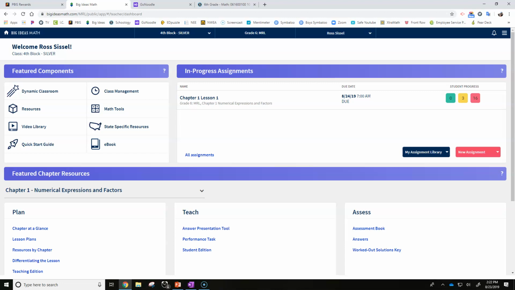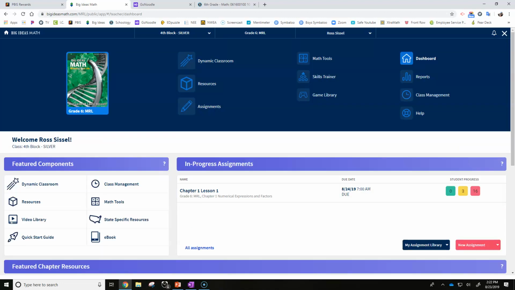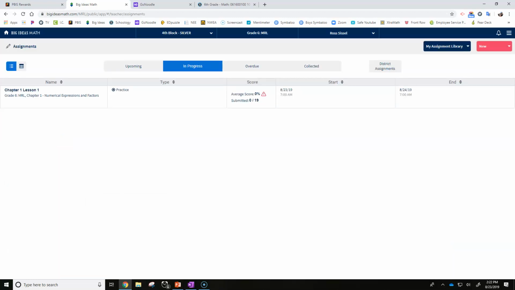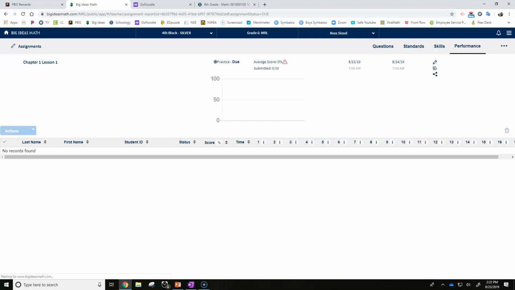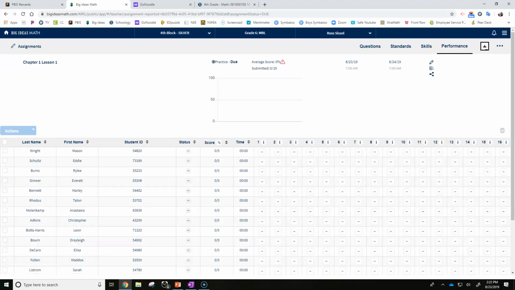Okay, I would click those settings. This drop down comes. I click on assignments, chapter 1, lesson 1. Click on it, and then hit start. Get to there right now while I pass out paper.